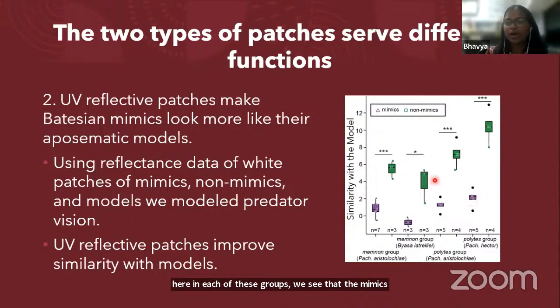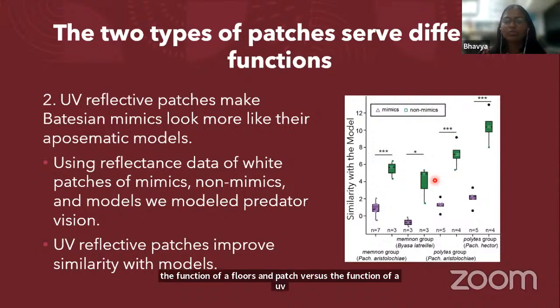And through this, we have established that the UV reflective patches make the baits and mimics look more like their aposematic models. So from all of this, we have now identified the nature of these patches, that they have two different spectra and do have different properties, one being fluorescent and one being UV reflective. We've also identified the function of a fluorescent patch versus the function of a UV reflective patch.